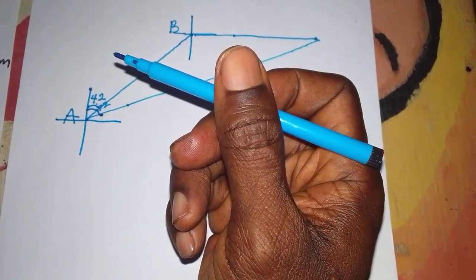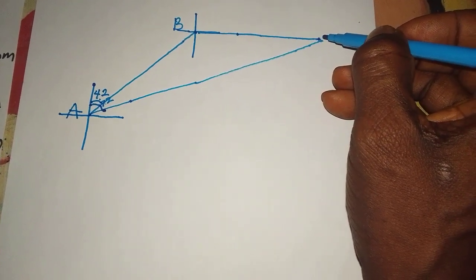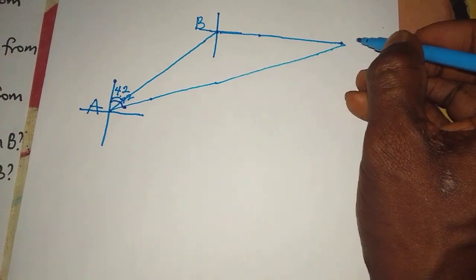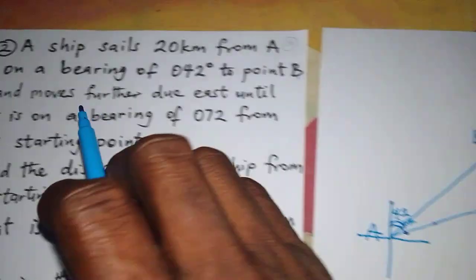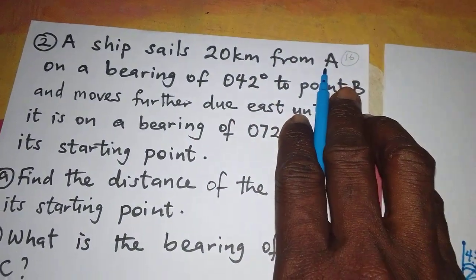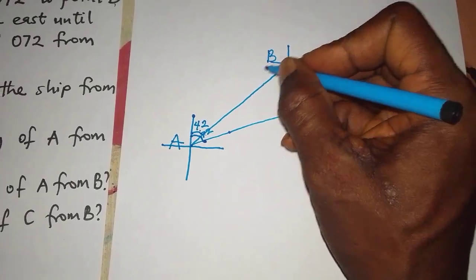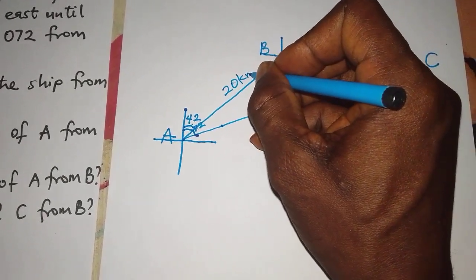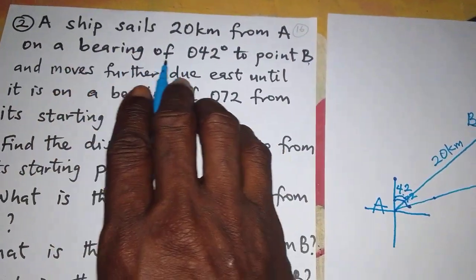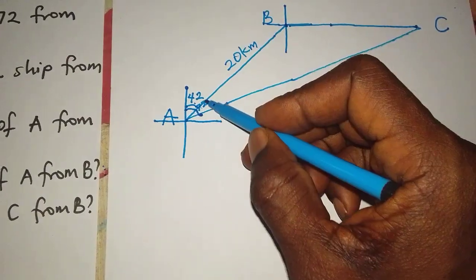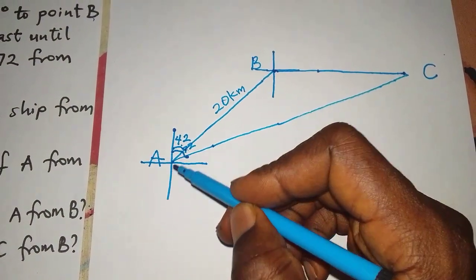They said that it is on a bearing of 72 degrees from the starting point. So it's now on a bearing of 72 degrees from, let's say this last point is C. So a ship sails 20 kilometers from A. So 20 kilometers from A, it means that from here to this place is 20 kilometers. A ship sails 20 kilometers from A on a bearing of 42 degrees. So this is the first line of the ship. This is the bearing. This place is 42 degrees.